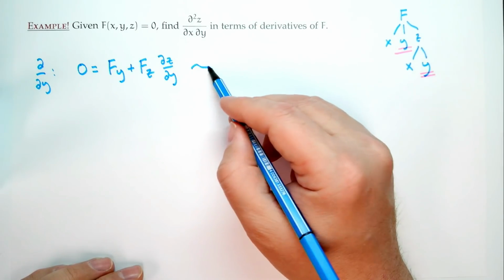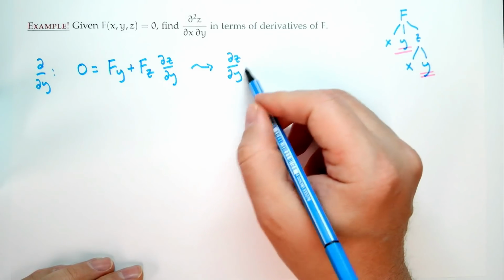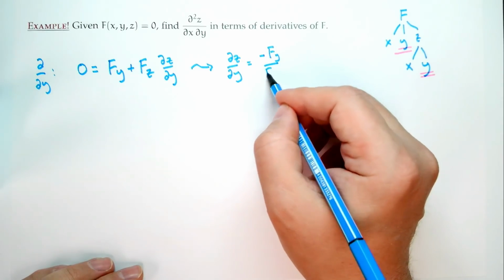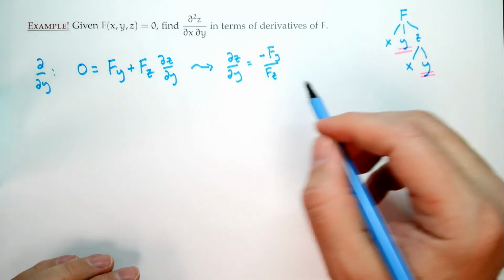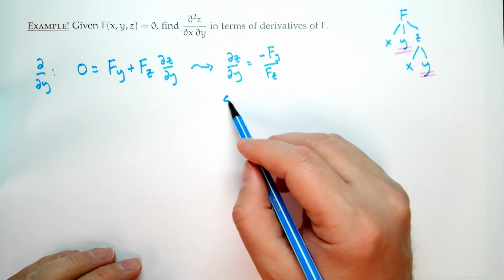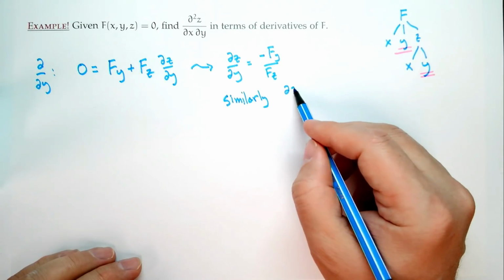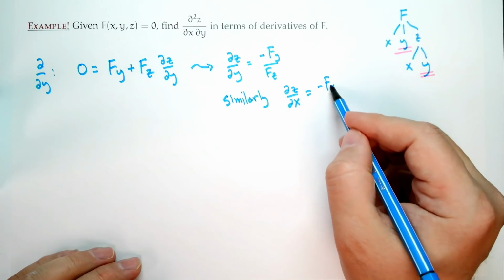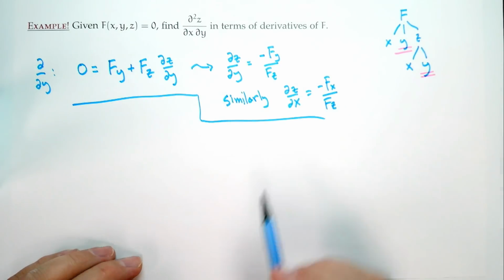Now recall that we said, aha, that tells us that the derivative of z with respect to y is equal to minus f sub y over f sub z. But we may or may not need this. It also might be useful to recall, similarly, that partial z partial x is minus f sub x over f sub z. But we'll get back to that.